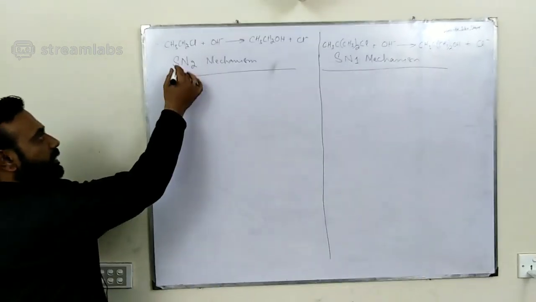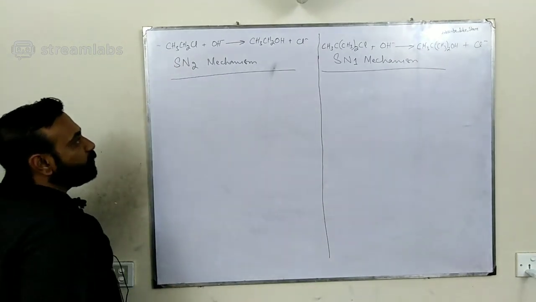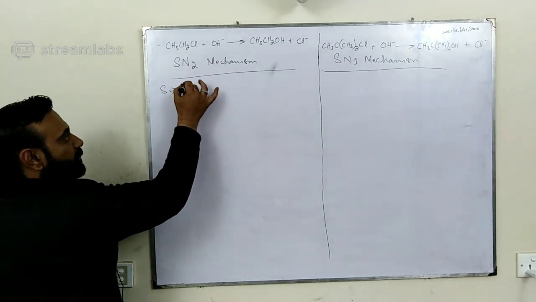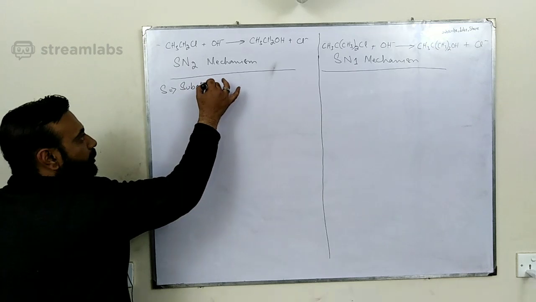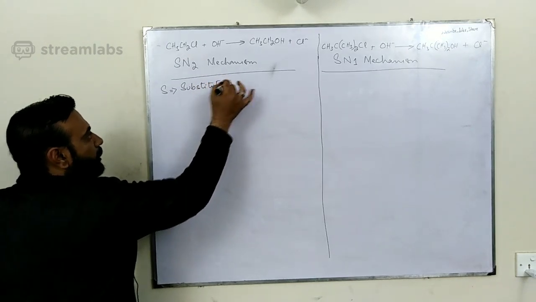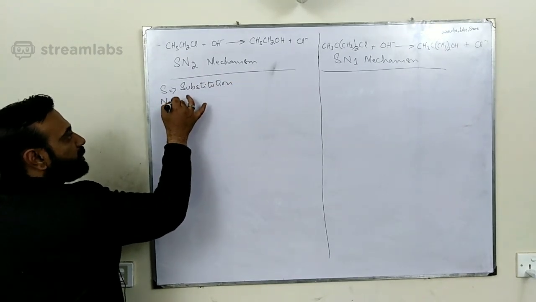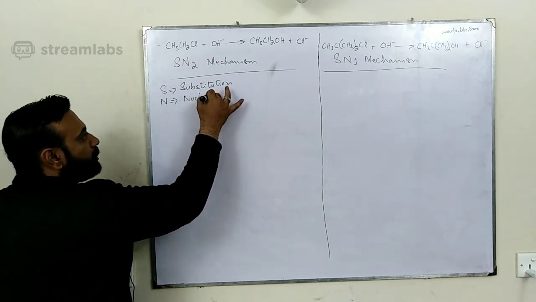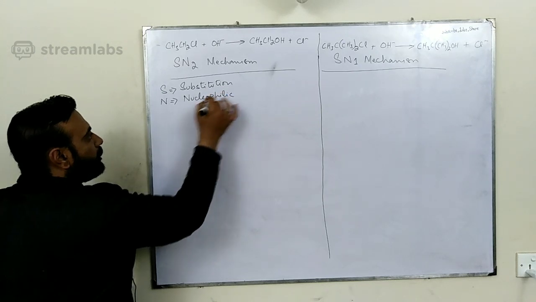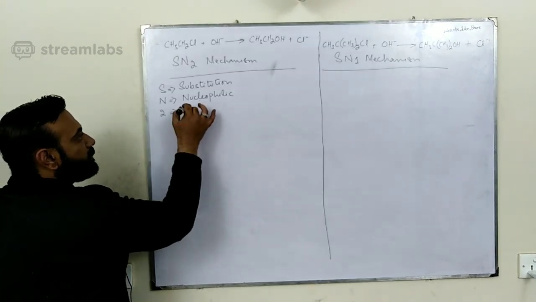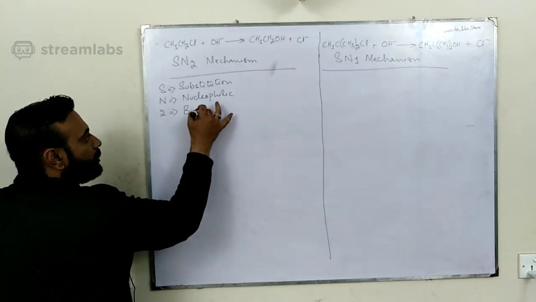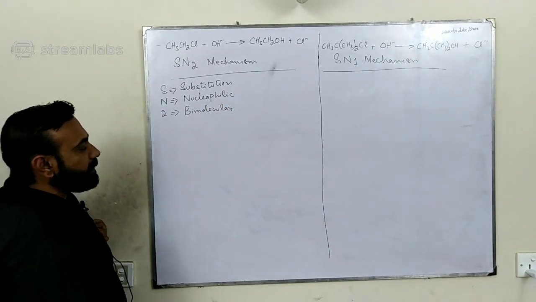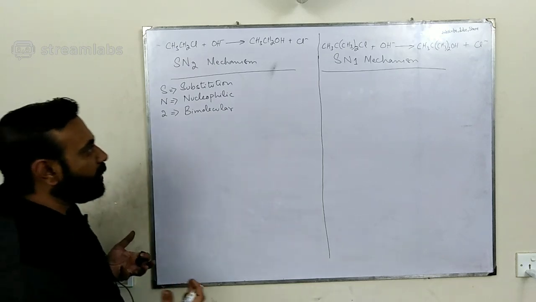First thing is, what does this Sn2 stand for? This S stands for substitution, N stands for nucleophilic, and this 2 means bimolecular. Now, what is meant by bimolecular?